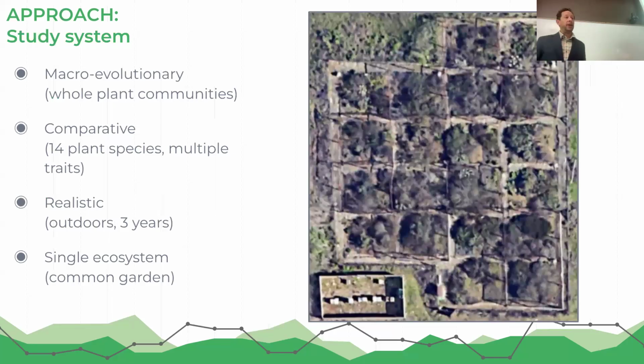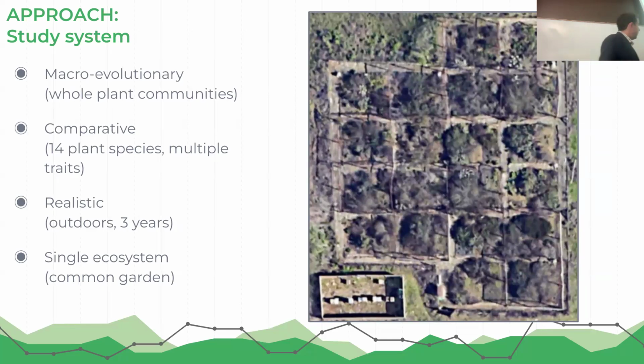So a little bit on the study system. Here is an overhead picture of the common garden that we constructed over at Concordia University in Irvine. We have 20 plots. In each plot, we have 14 different plant species. These plant species are native to the coastal sage scrub ecosystem, and they all have very similar growth forms.